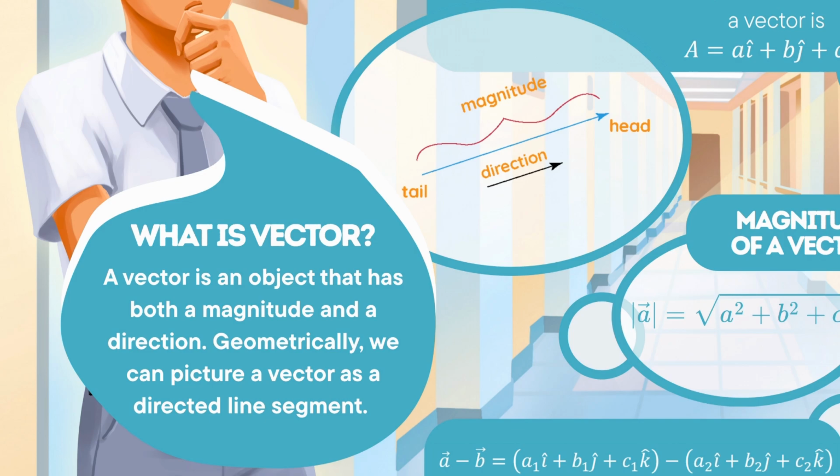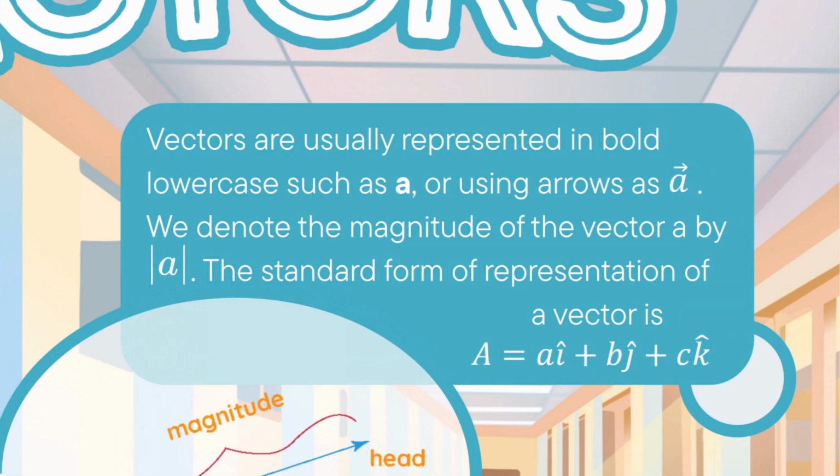Geometrically, we can picture a vector as a directed line segment, whose length is the magnitude of the vector, with an arrow indicating the direction. The direction of the vector is from its tail to its head. Now that we know the definition, we can move on to the representation of vector.